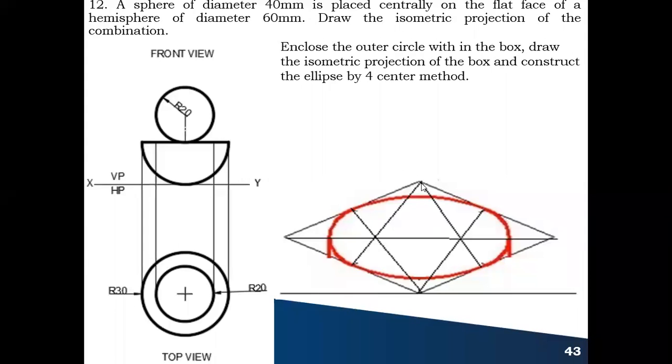You draw an arc like this. After this, from this as the center, either this or this as the radius, from here you draw an arc like this. Next, from this intersection as the center, either this or this as the radius, you draw one more arc. Now from this intersection as the center, either this or this as the radius, you draw one more arc like this. So the ellipse is ready.